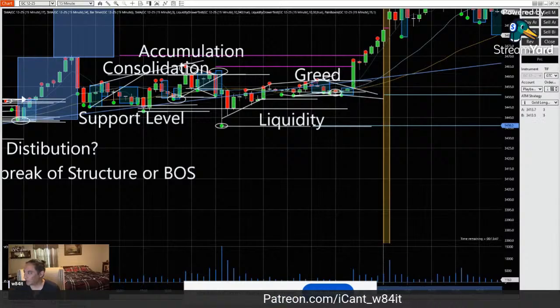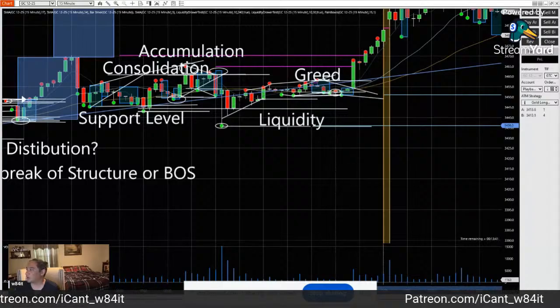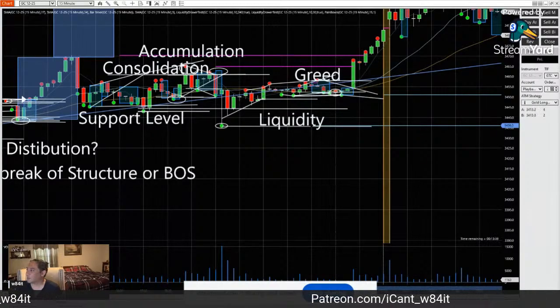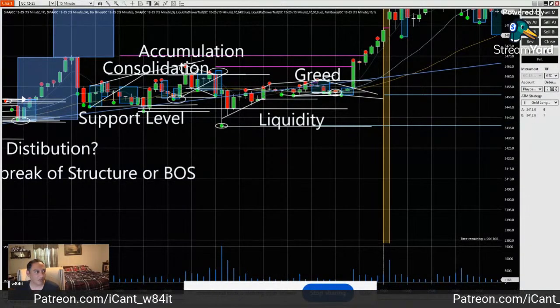It's basically, I don't have the same chart on my TradingView, but it's basically the exact same setup over there.